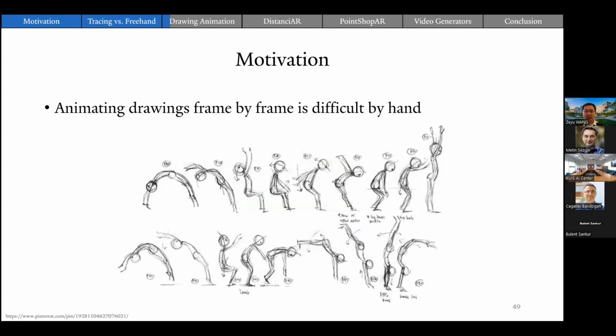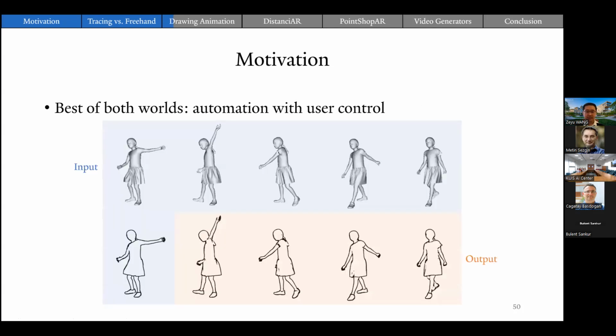Particularly in the case of animation, animators often need to draw many sketches frame by frame, even though it is a tedious process. Wouldn't it be great if we develop a method that can make line drawing animation easier while allowing user control, so we can get the best of both worlds? Here we envision a system that takes animated 3D models as input, and the user only needs to provide a keyframe drawing at the bottom left corner. Then, drawings at all other frames will be automatically generated in a style consistent with users' expectation.